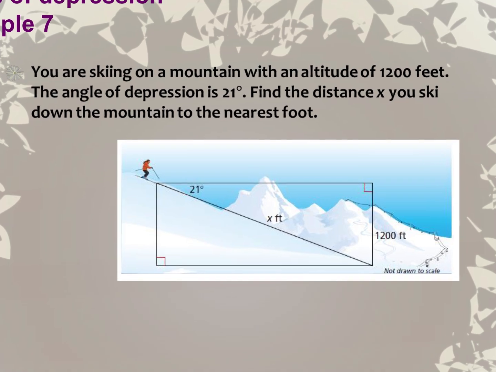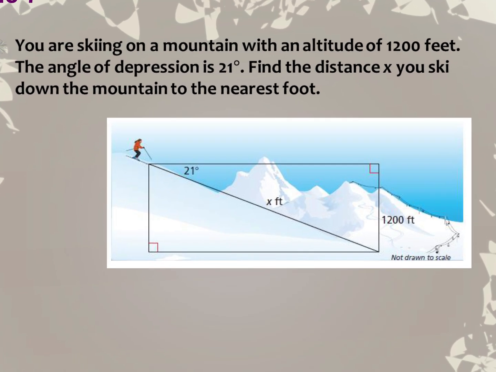So looking at this diagram, it says you are skiing on a mountain with an altitude of 1,200 feet. The angle of depression is 21 degrees. Find the distance x you ski down the mountain to the nearest foot. So you have to know what your altitude is. If you've ever flown in a plane and they say we're at the altitude of 5,600 feet, that's the altitude from the plane to the ground. That's your 90-degree angle. That's your perpendicular line.